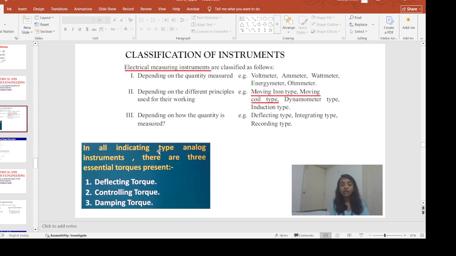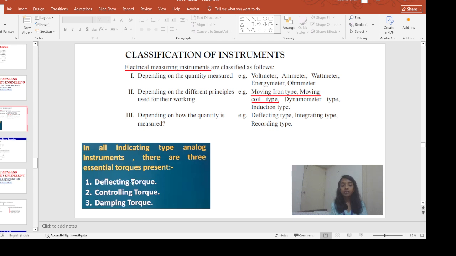In all the indicating type analog instruments, there are three types of torque present. First one is deflecting torque. Second one is controlling torque. Third one is damping torque. Now, in the analog type ammeter, there is a pointer. Whenever we give some supply to the instrument, the pointer will deflect from its initial position to the full scale value. This pointer deflection is due to the deflecting torque.